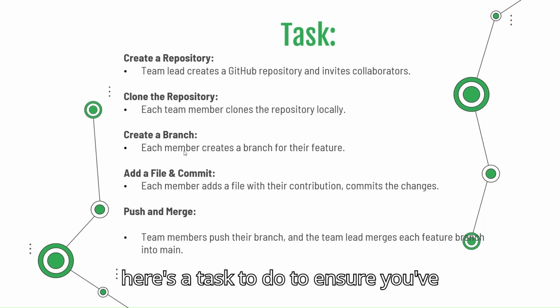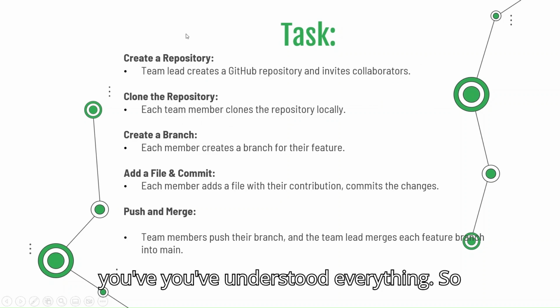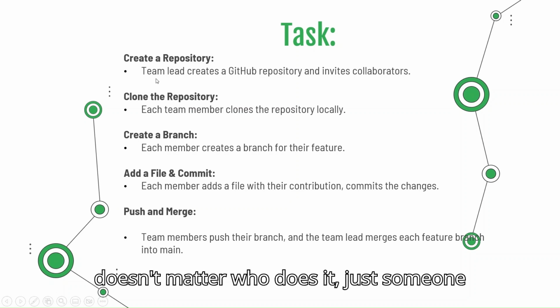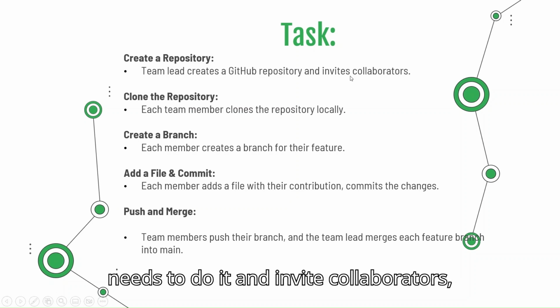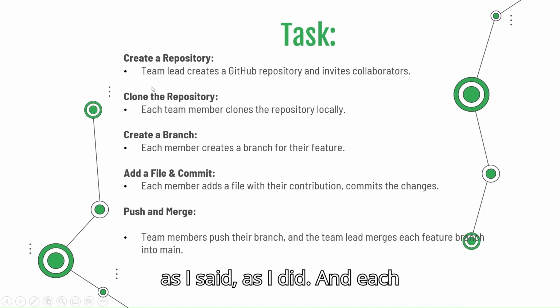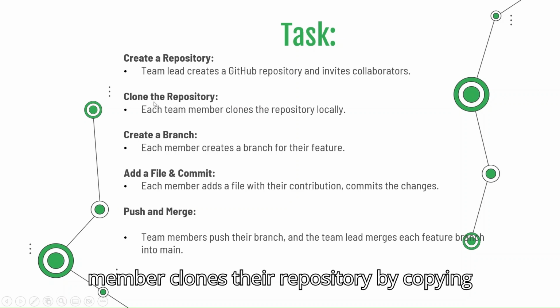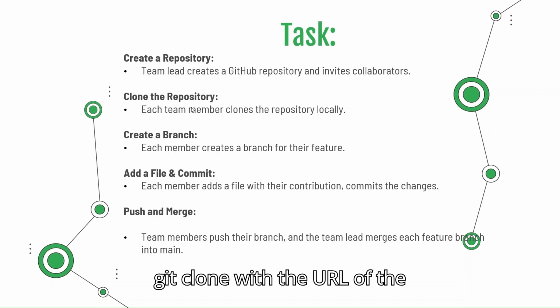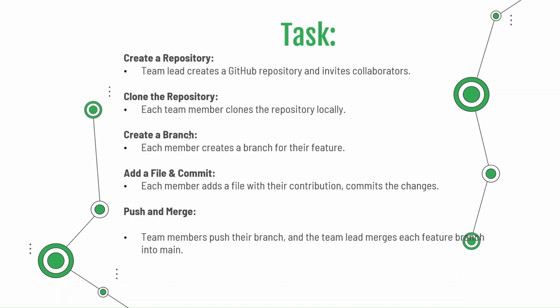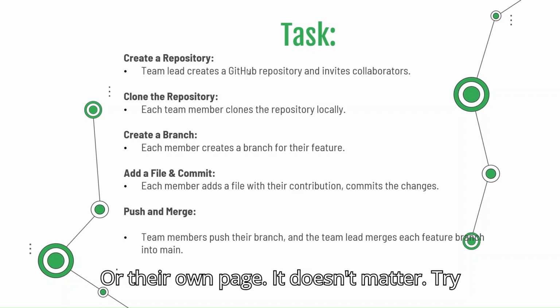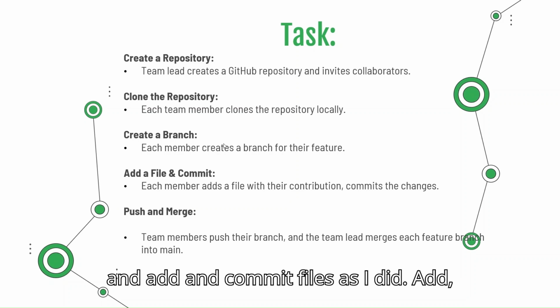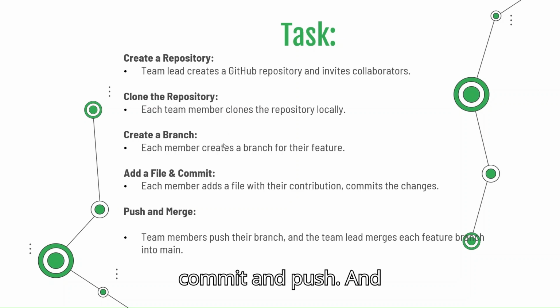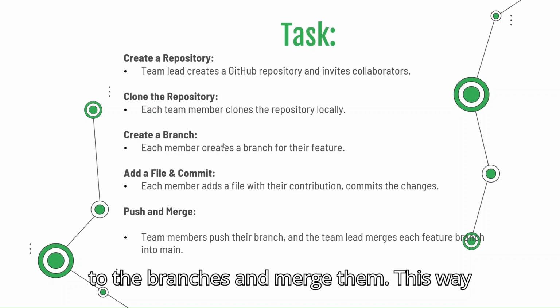Here's a task to ensure you've understood everything. A team lead creates a repository. It doesn't matter who does it, someone just needs to do it and invite collaborators, as I did. Each member clones the repository by copying the code URL, then performing a git clone with the URL of the GitHub. Each member creates a branch for their own feature or their own page. Try to add and commit files as I did: add, commit, and push. Finally, push your edits to the branches and merge them. This way you'll ensure your understanding of the material.